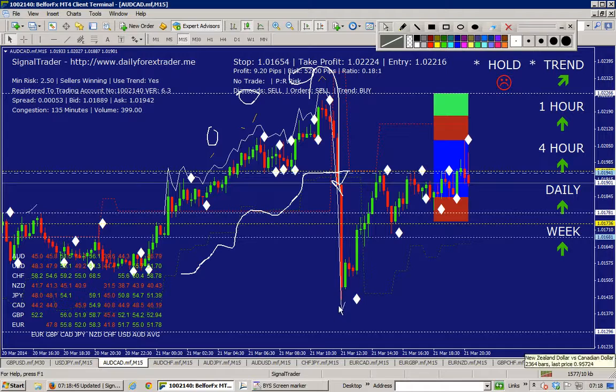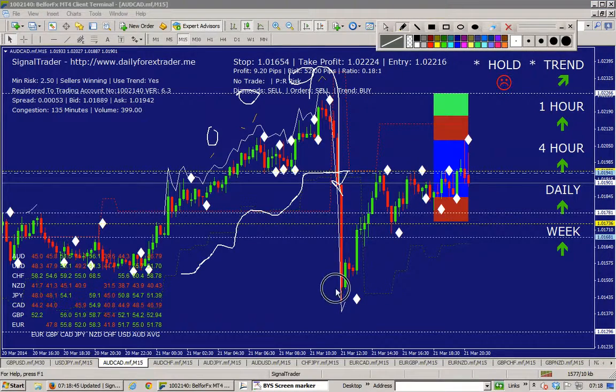See, it did get close to the target. It didn't actually reach the target. So it came down here and just turned around and went back the other way. Okay, and would have stopped you out in profit, I should think. Yes, it would have stopped you out in profit because SignalTrader would have had your short stop move down anyway into profit. So, and again, it's news.